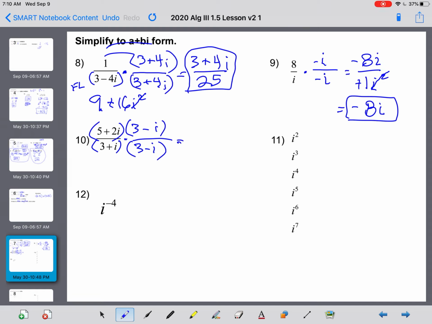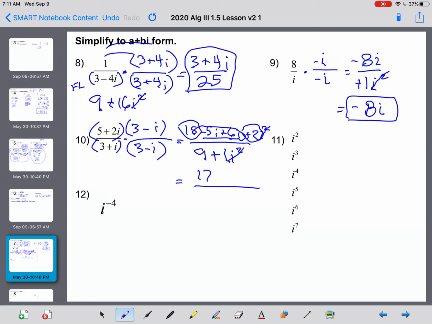Down here, a little more complicated. I got a FOIL in the top. So first times first, 15. Last, negative 5i. Inside, plus 6i. Last, negative 2i squared. Switch, whack. And the bottom, I'm going to just use FL. 9 minus 1i squared, so that goes here. So that's going to give me in the top 15 plus the 2 is 17 for my real. Here in the middle, I get plus 1i. In the bottom, I get 10.